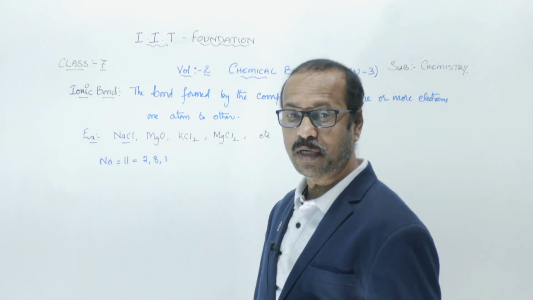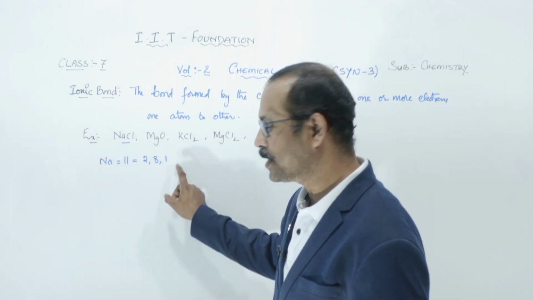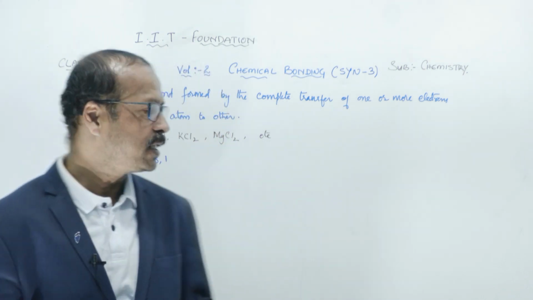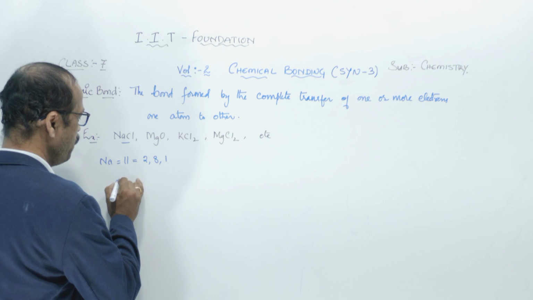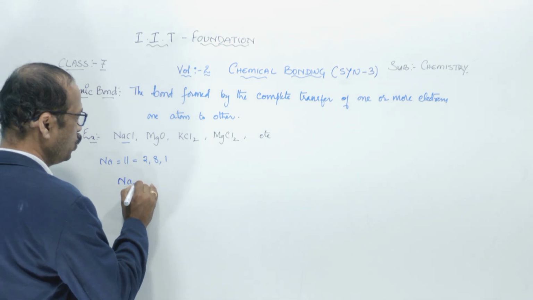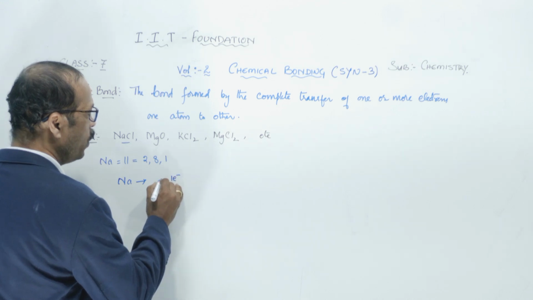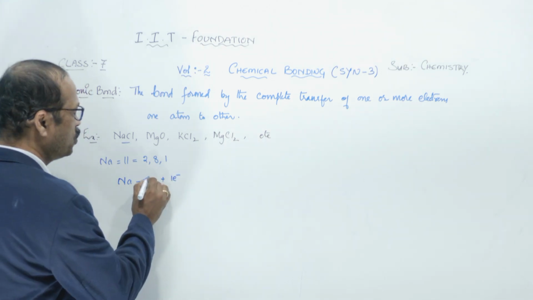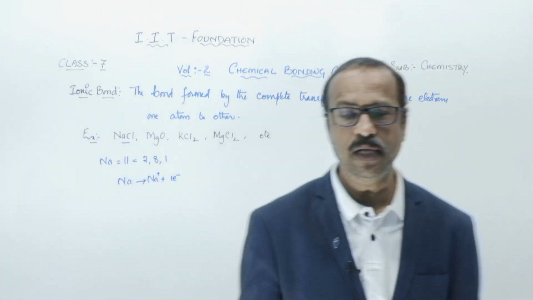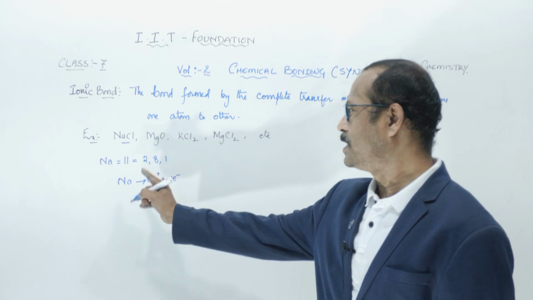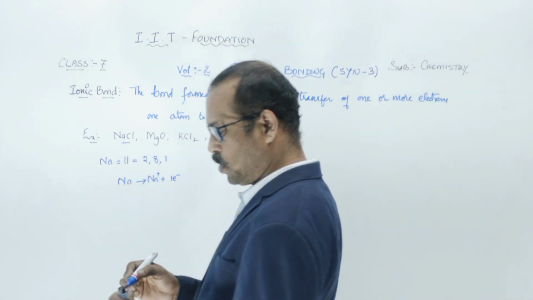So to attain stability, what does it have to do? It has to lose that one electron. So now what happens here? Sodium loses one electron. When it loses one electron, students, you know that it becomes positively charged. Is this clear? So this is the sodium. Right, now it is combining with what?